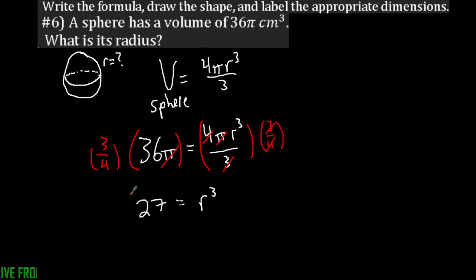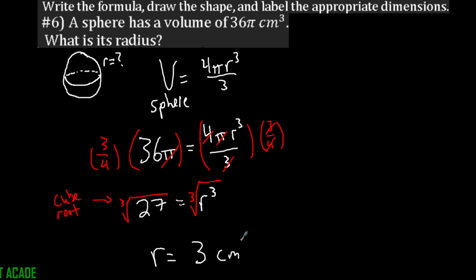I'm going to take the cube root of both sides because I can't take the square root, because it will not get rid of it. So I have to take the cube root. Again, this is the cube root since we're taking it to the third power. So that just means 3 times 3 times 3 is equal to 27. So for this one, r equals 3 centimeters for that radius.